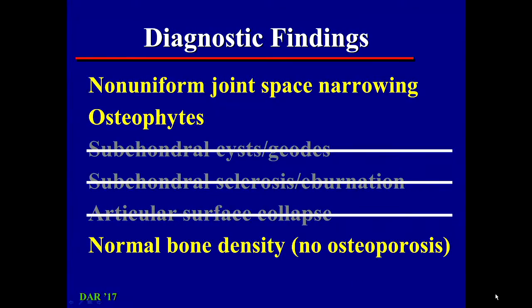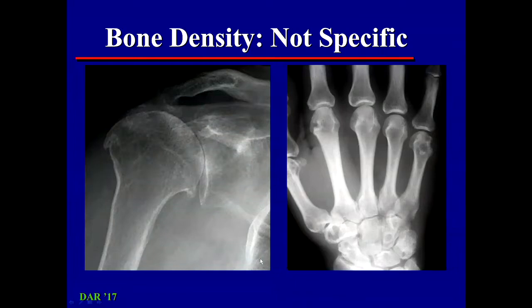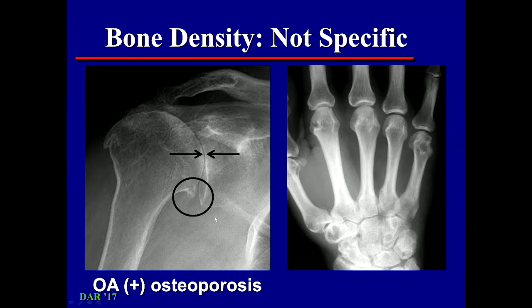And then finally, you'll hear people say that normal bone density is part of osteoarthritis. In other words, there's no osteoporosis. If you have osteoporosis, that has to be another disease like an inflammatory arthritis. That's not specific either. Here's a patient who clearly has osteoarthritis. This one was due to a rotator cuff tear, but we have narrowing of the joint non-uniformly, osteophyte formation, osteoarthritis. But these bones are pretzel sticks. I mean, this patient has almost no bone stock left, severe osteoporosis.